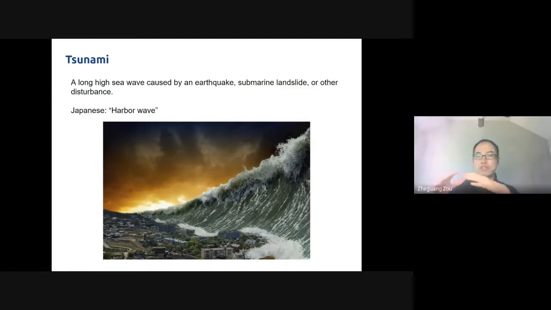But in the open ocean, with the tsunami, you don't really see it because the amplitude is not that high. But when it gets close to the coastal area, this amplitude significantly increases. So tsunami is a Japanese word. I think it means harbor waves. So it means it is only seen in the harbor or inside the coastline.